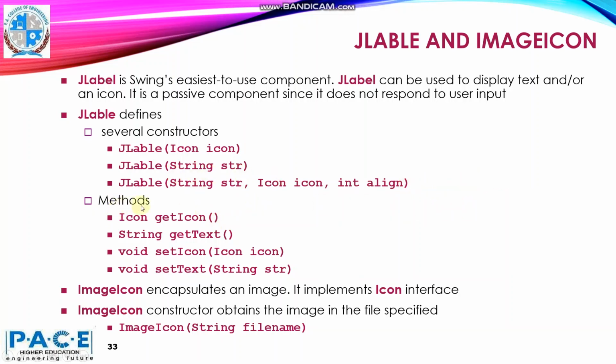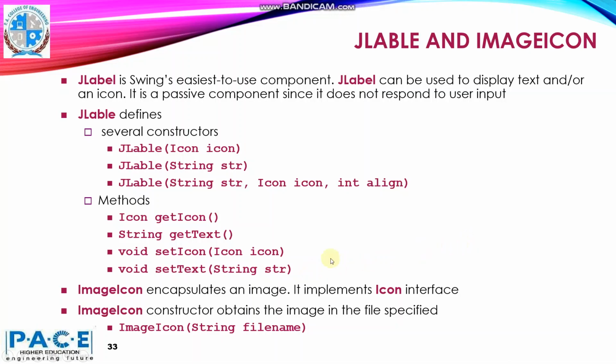Then there are several methods associated with the JLabel. You can call getIcon to get the icon from the label. You can call getText to get the text associated with the label. You can set the icon by passing an icon into the label, and you can set the text of the label by passing a string parameter str to the method setText.